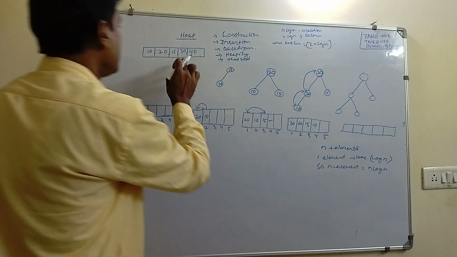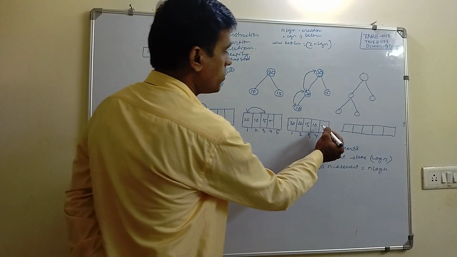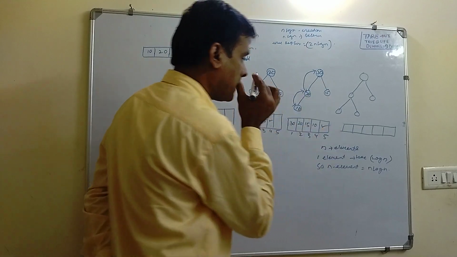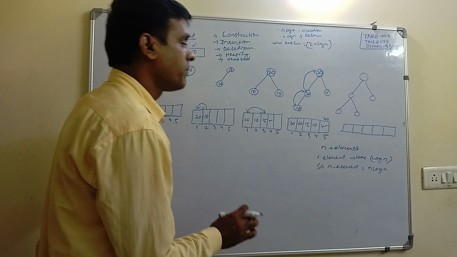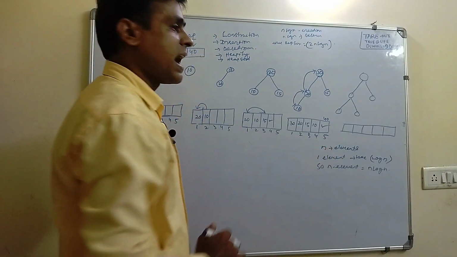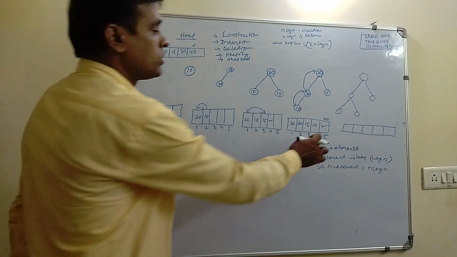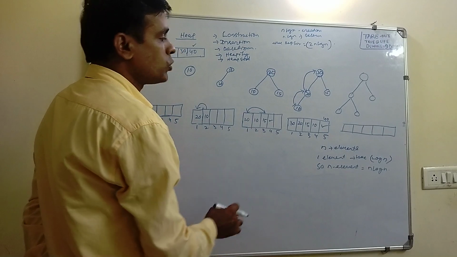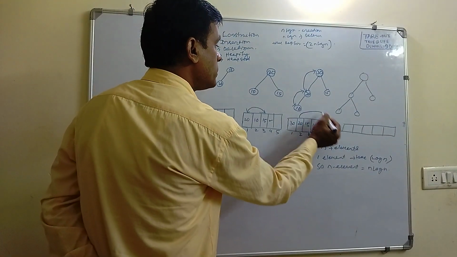Now the next element will come, that is 40. So where will it be placed? It will definitely be placed here. If you place 40 here, then what will happen? You have to compare it with its parent. It is at index 5, so its parent value is at i by 2, that is 5 by 2, that is the 2nd place. The 2nd place is who? That is 20. So 40 will be compared with this 20.